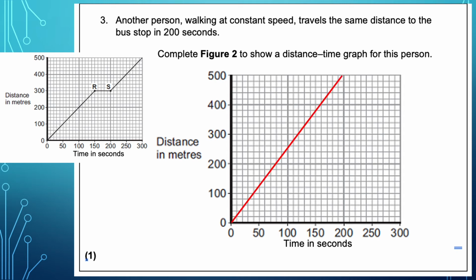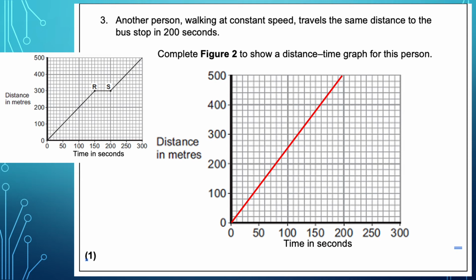So this is what your graph should look like. Notice how I start off at 0, 0, and then I end at 200 seconds and 500 meters, and I just connect the two dots together. Simple as that. And they don't say anything about this person stopping or slowing down or speeding up, so you have no need to do anything of that. Very simple question.